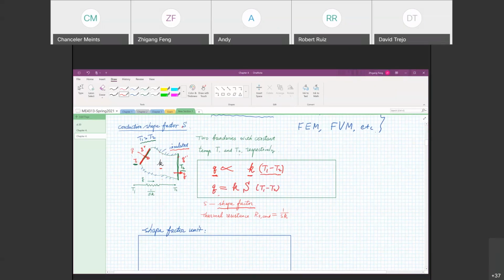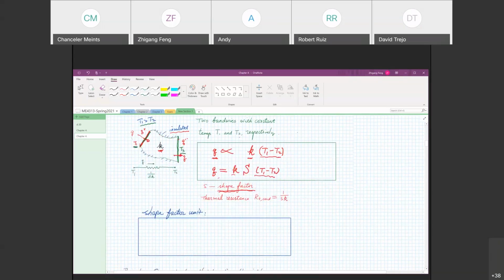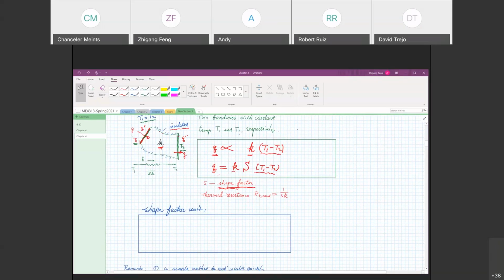It depends on the shape of the medium as well as the size of the medium. Okay, so the shape factor is a geometric property. It doesn't depend on the temperature at the boundary. It doesn't depend on the thermal conductivity of the medium, because these two, K and the temperature difference, have already been included in the equation. Okay, so this is another conceptual question on today's in-class quiz. So the shape factor doesn't depend on the temperature at the boundary.